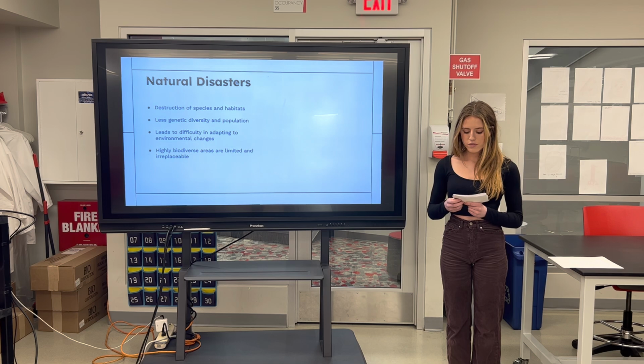Climate change has a direct effect on biodiversity, as the natural disasters that have occurred have shown a devastating impact on the ecosystem and organisms on Earth. Natural disasters have caused organisms and their habitat to be destroyed, leading to a decrease in species population.